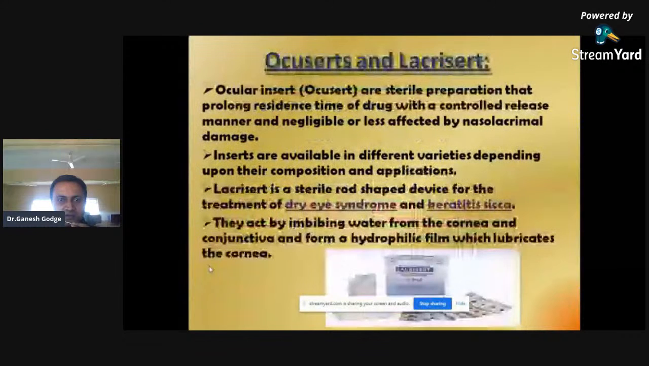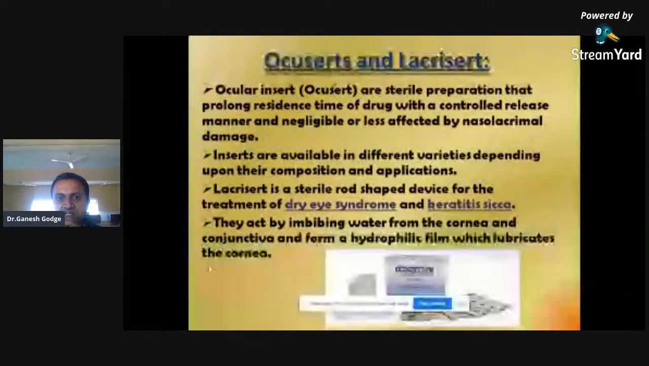Now, ocular inserts. What are ocular inserts? Basically, ocular inserts are also called ocusert. They are sterile preparations that prolong the residence time of the drug in a controlled release manner, and are negligibly or less affected by nasolacrimal drainage. It means they will not allow the drug to enter the nasal cavity via the lacrimal canaliculi.